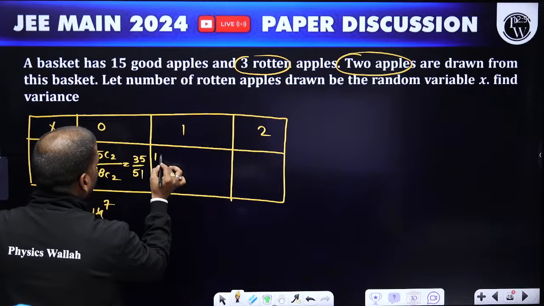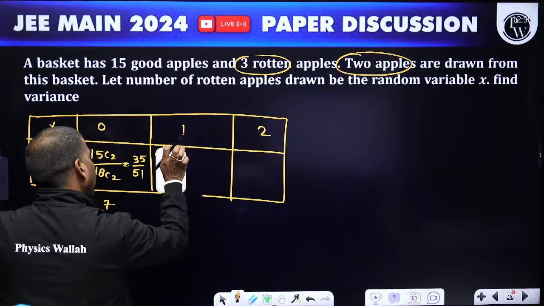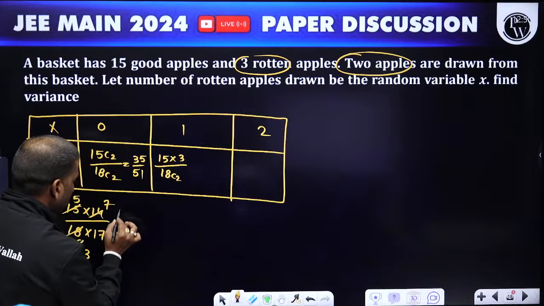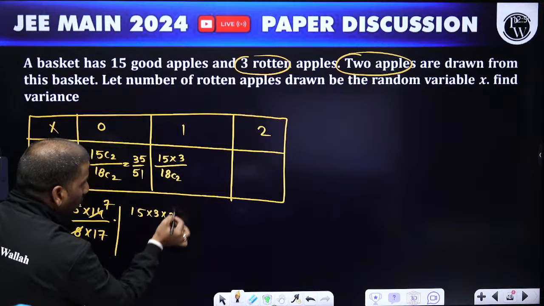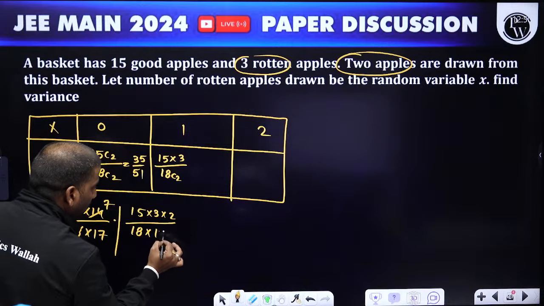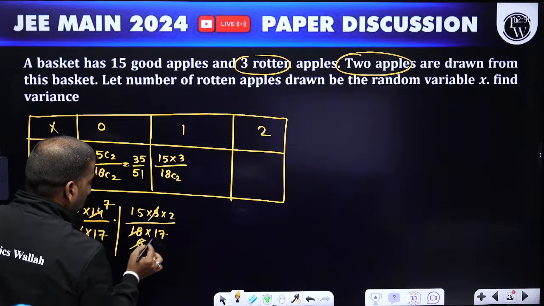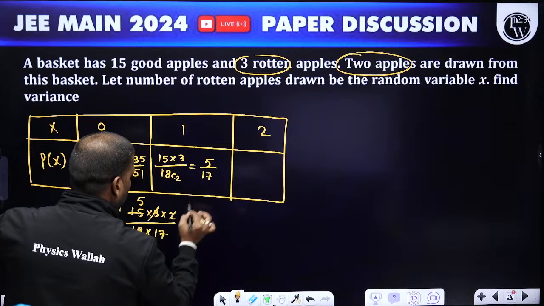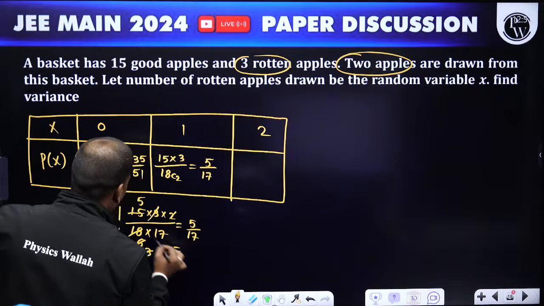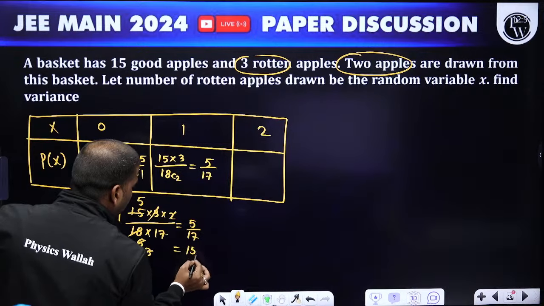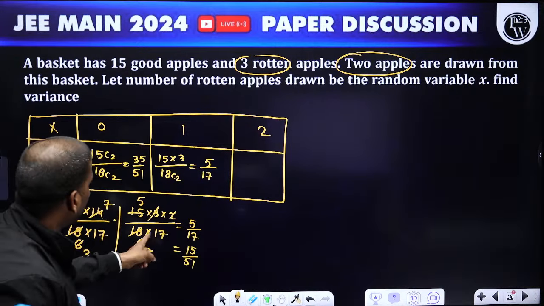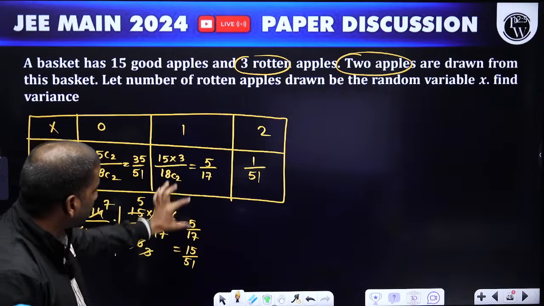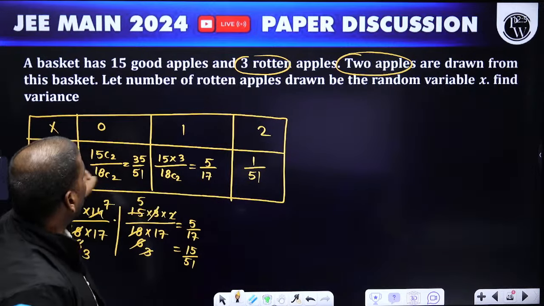Now only 1, so 15C1. We can write directly 15 times 3, over 18C2. What is this? 15, 3, we will get 2 because of the 18C2, and 18 into 17. So 3, 6 times here, 2, 3 times, 3, 5 times. Which is equal to 5 by 17. We can also write it with 51 as denominator, na? So 3 times, so 15 by 51. That could be better. So the last one is obviously 1 by 51. Why? Because the sum should be 1, na? So this is 35 by 51 and this is 15 by 51. 35 plus 15, 50. 50 by 51, so 1 by 51.